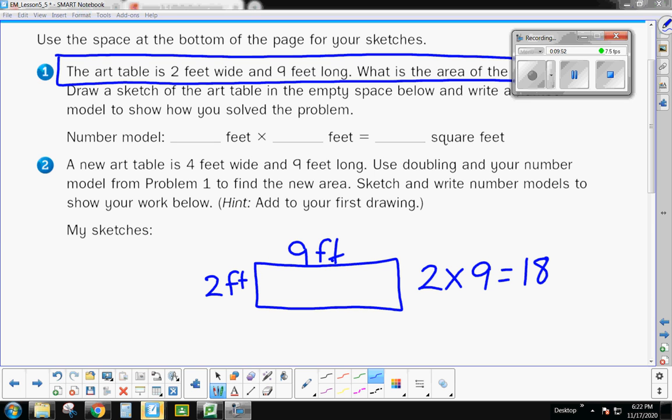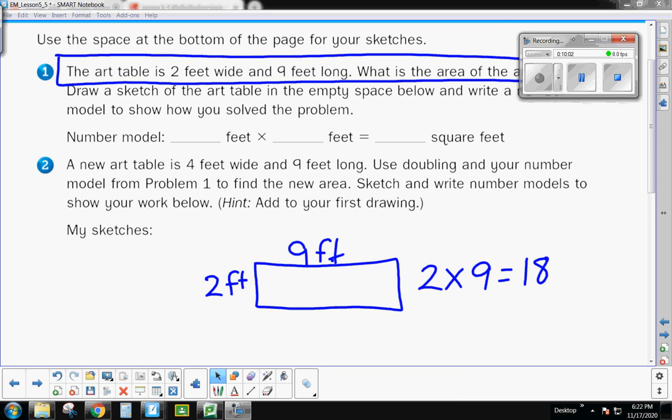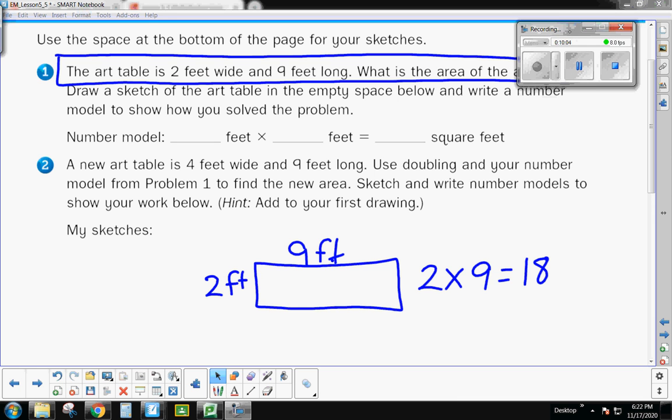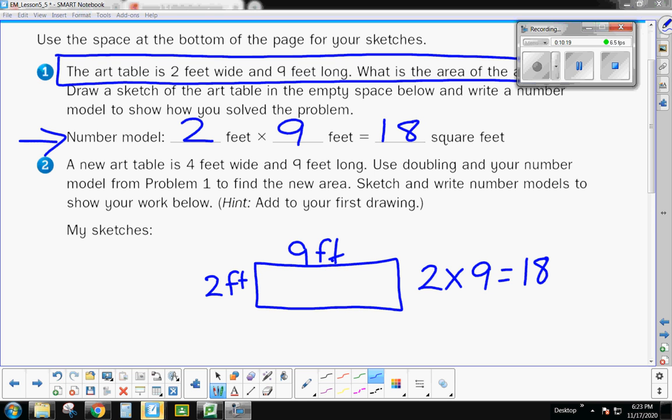Now draw a sketch of the art table in the empty space below. Oops, sorry about that. We already did that. All right, I had to move my little recording thing. I couldn't read that. So it said to draw a sketch of the art table in the empty space below, which we did, and write a number model to show how you solve that problem. So right here, we're going to write that number model that we did. So we did 2 feet by 9 feet equals 18 square feet.